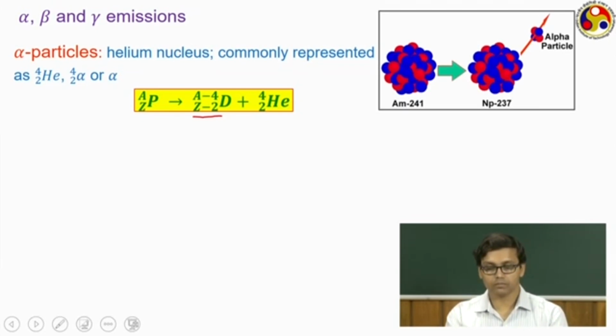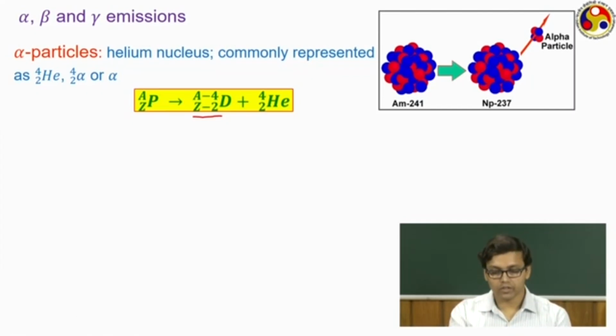This is a common example, but I shall be coming back to these examples later on. Here we have a nucleus having 241 mass number gets converted to a Neptunian isotope having 237 mass number.